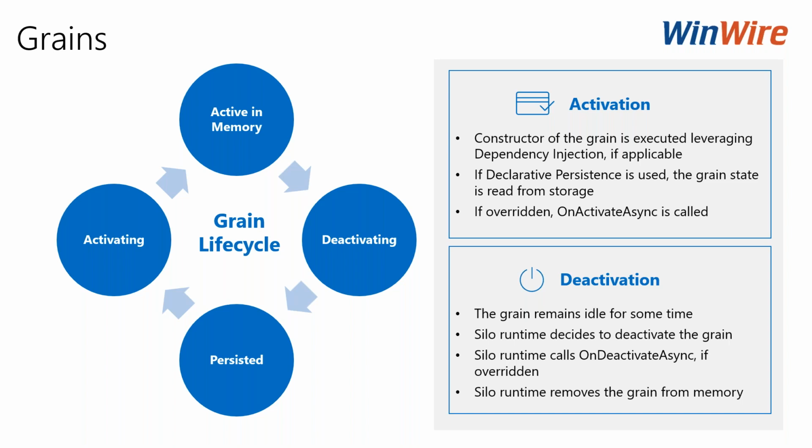Now, say for example, if a grain is active in memory and nobody is using it because it was instantiated by somebody, it has done its job, and now it's not doing anything, so it is idle. So what Orleans does is it deactivates it. So it deactivates it in the sense it destroys the instance and frees up the memory, right?